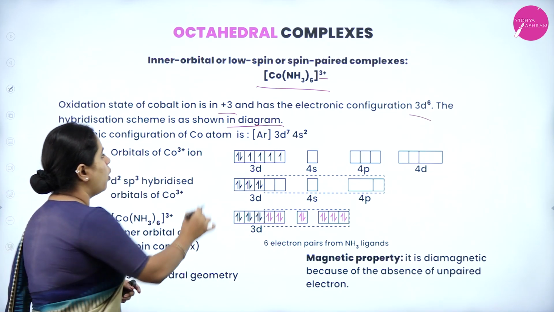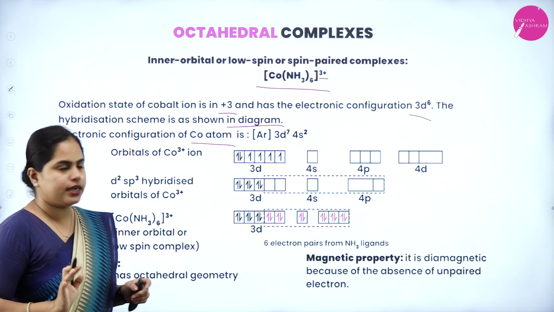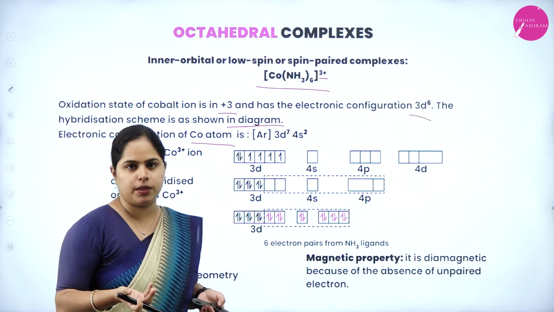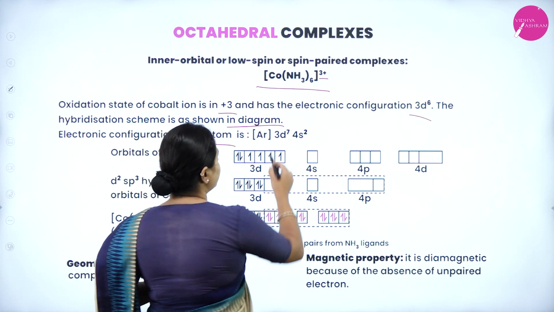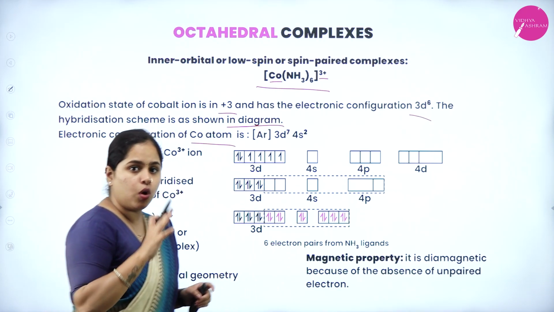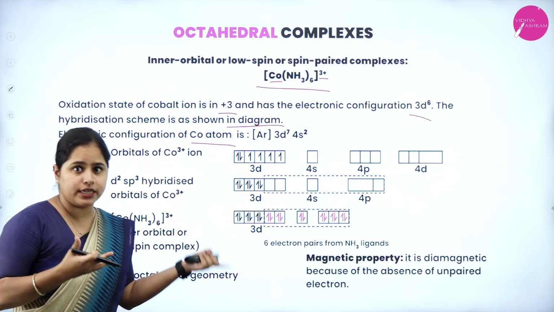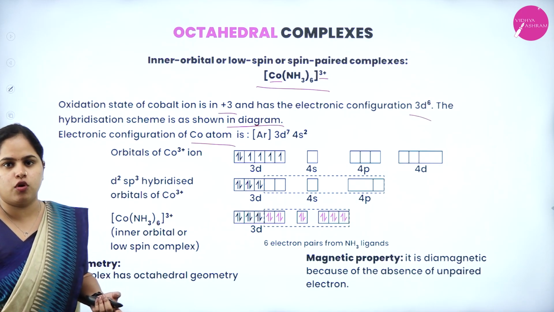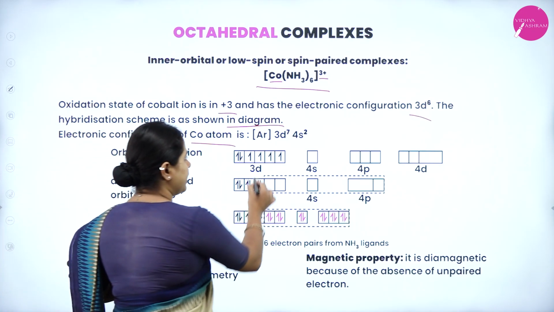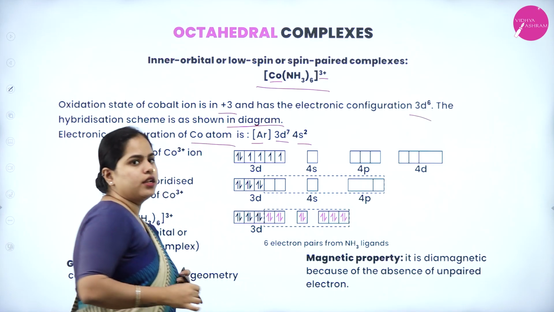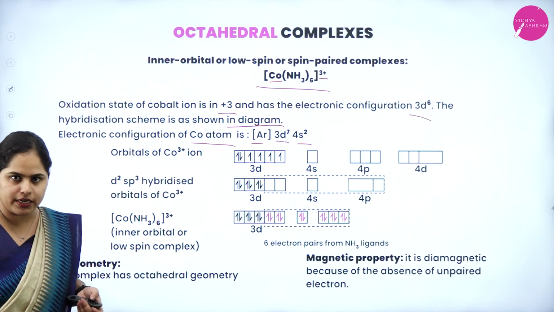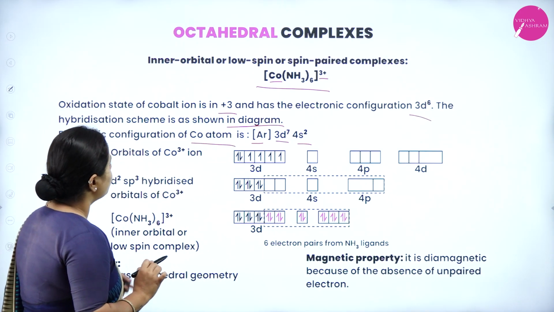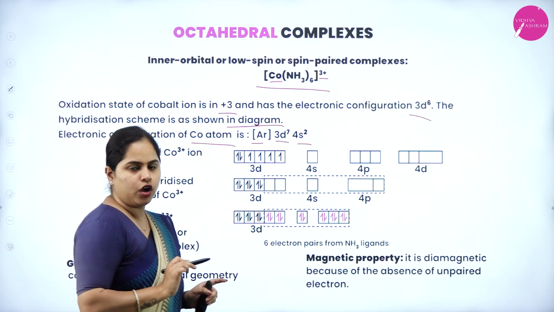For the cobalt atom, which is the central metal atom here, we are discussing the hybridization. Before calculating the oxidation number of cobalt, in its ground state, what is the electronic configuration of cobalt? The atomic number of cobalt is 27, so it is argon 3d7 4s2. So this will be the electronic configuration.